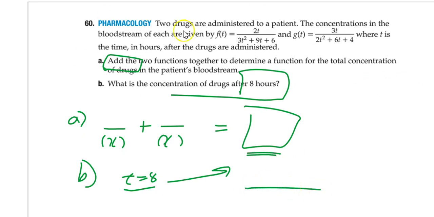Right? So again, don't be scared of application problems. It's just words. That's all it is. Hey, they give you 2 functions. They want you to add them together. All we've been doing today, right? Factor, common denominator, add them. And then what's the concentration after 8 hours? Just plug in your 8. That's it. We're done.